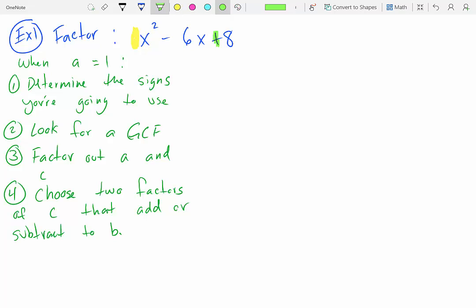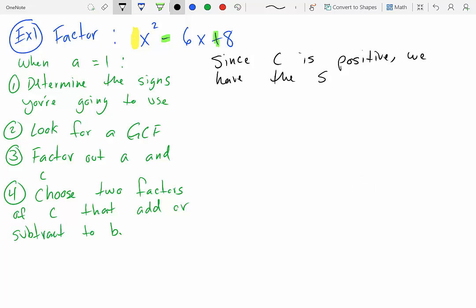C is positive. So since it's positive, we're going to have the same signs, and we're going to use the sign in front of b, which is negative. So we're going to have negative, negative. Now, the second step, always look for a GCF.